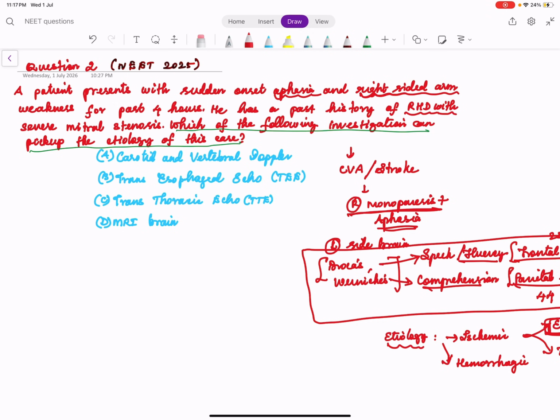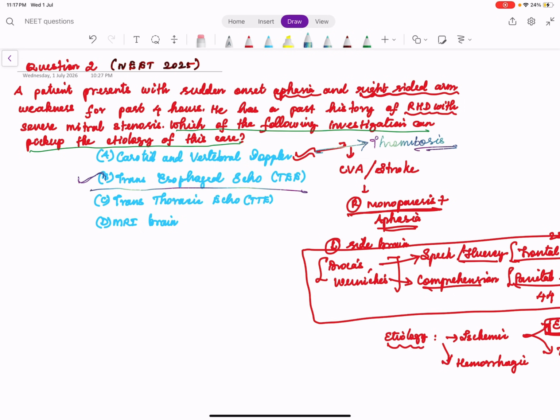What is the investigation to pick up cardioembolic stroke? Carotid and vertebral Doppler. This Doppler will help us to locate clots or any stenosis in the carotid and vertebral vessels. This will pick up thrombosis, so this is an investigation for thrombotic stroke. Transesophageal echo, of course, has a role in rheumatic heart disease to pick up clots in the left atrial appendage or left atrium. So this seems appropriate.